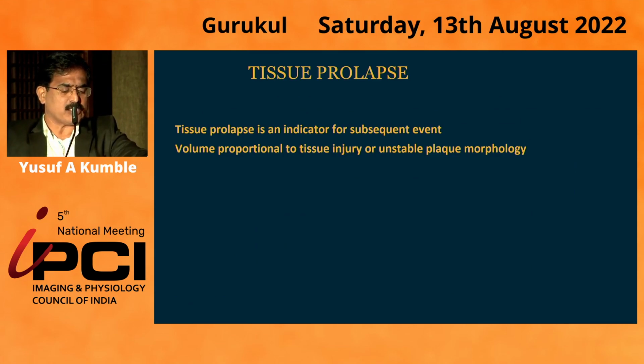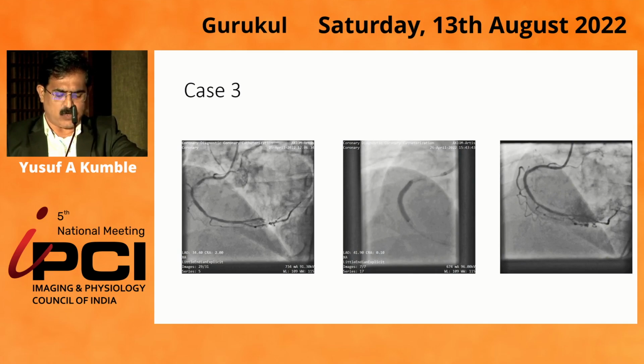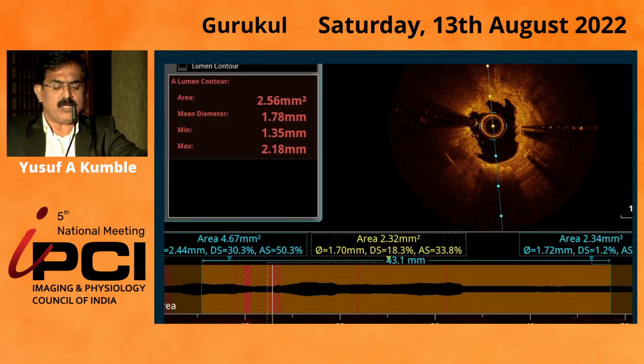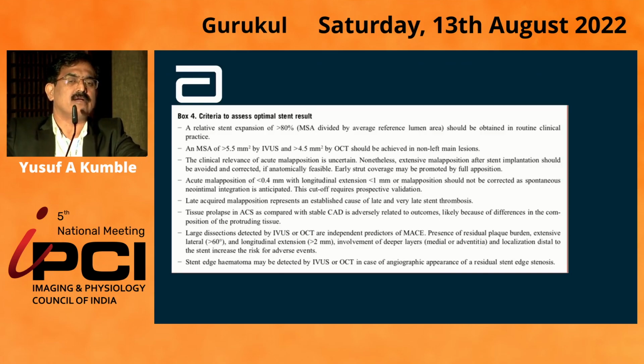This is another patient with tissue prolapse, which is another indicator of subsequent events. This patient had significant calcium throughout the RCA, and after rotablation, ballooning, and lithotripsy, we got a very good result. There was no under-expansion. However, this patient came back after 6 months with acute coronary syndrome and a significant stent thrombosis. You can see neoatherosclerosis probably, with ACS, and this was post-dilated, and then we got an acutely good result, which is still in follow-up.